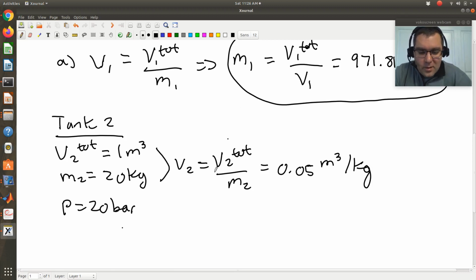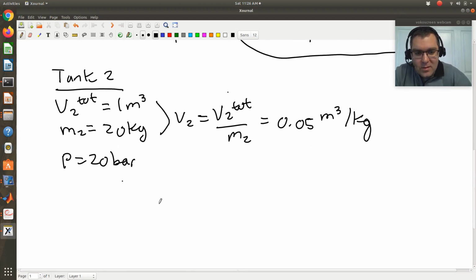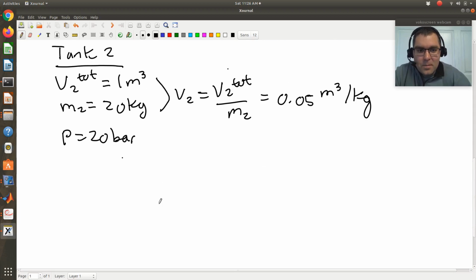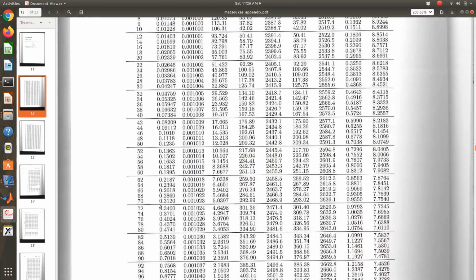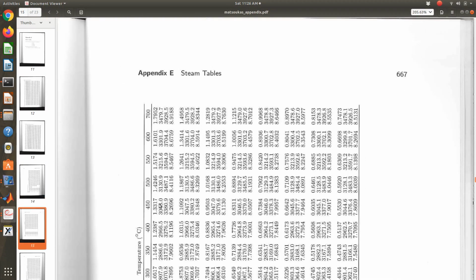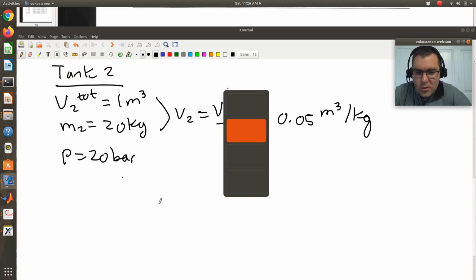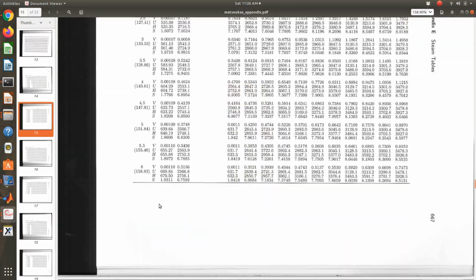All right, so now the significance of this is I know two intensive properties. I know specific volume and I know pressure. So that tells me then that the state of my system is fixed. So let's see what we have. I'm going to go to my superheated steam table since it's organized by pressure, and I'm going to find a pressure of 20 bars.